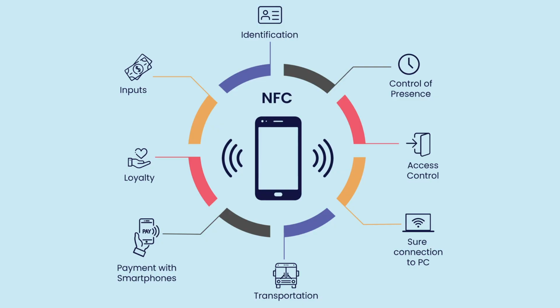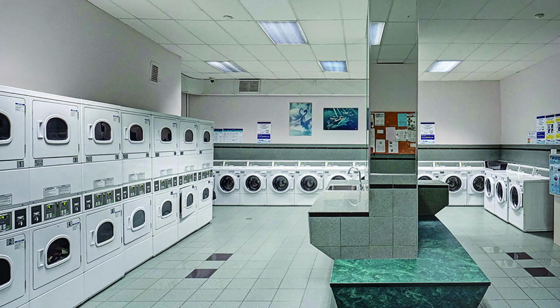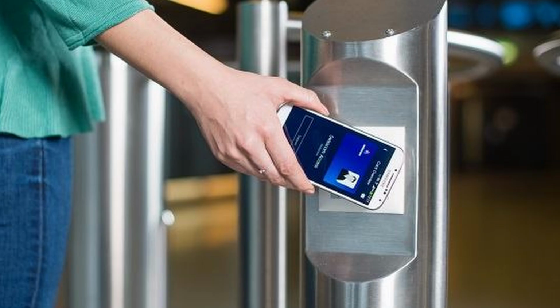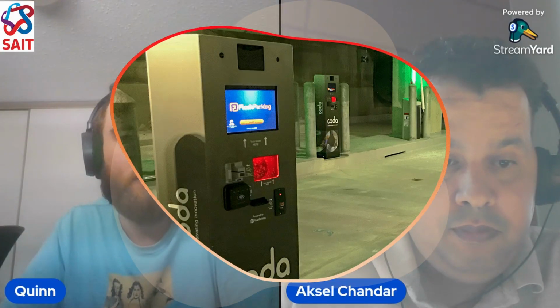NFC is basically a form of RFID that is specified to really short range. So we have those little cards for laundry machines, for transit passes, for parking passes. A whole lot of public devices use NFC as their form of payment. Do you have a lot of interactions with NFC in your everyday life, Axel?